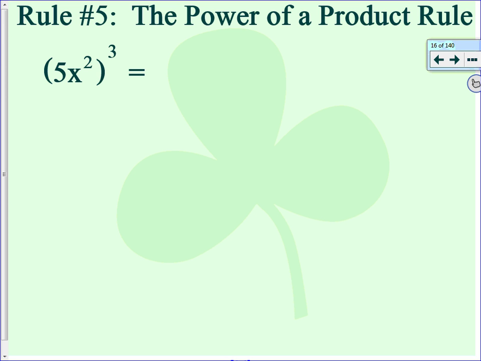Okay, next we have what's called the power of a product rule. And you don't need to know the names of the rules. I'm giving you them because why not? But power of a product means you're taking a power of more than one quantity being multiplied. So here you're taking the power of 5 times x squared. If you wanted to write it out, 5x squared times 5x squared times 5x squared. That's what it means to cube something. You multiply it times itself 3 times over.